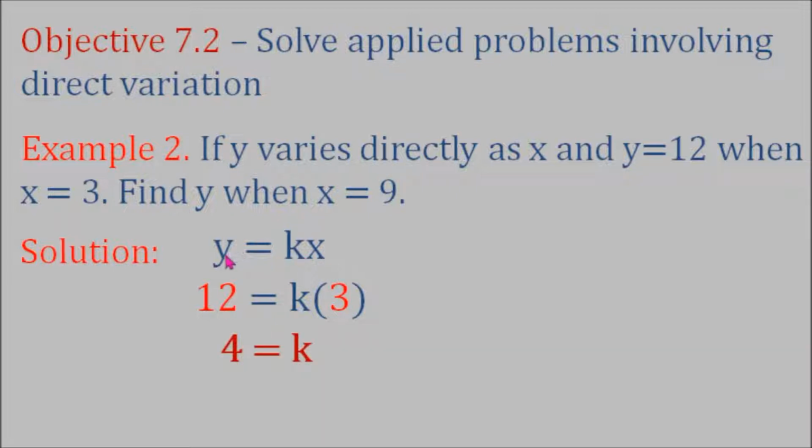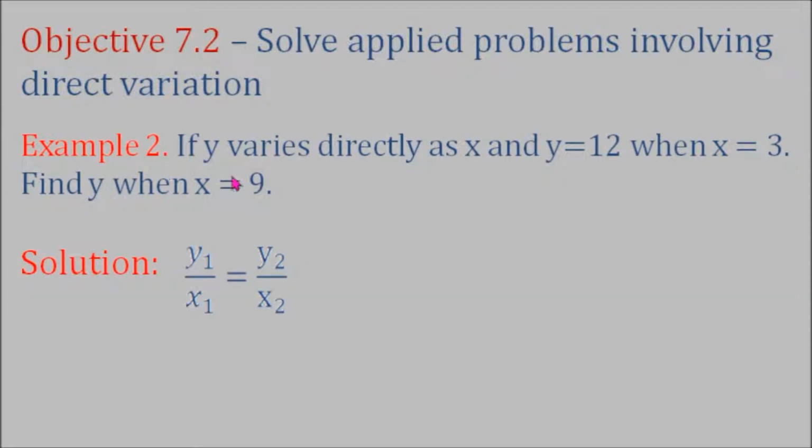Going back to our original equation, y equals k times x, we are going to find y when x equals 9. So our k here is 4 and our x is 9. That means we have y equals 4 times 9, and 4 times 9 equals 36. So this is our answer.